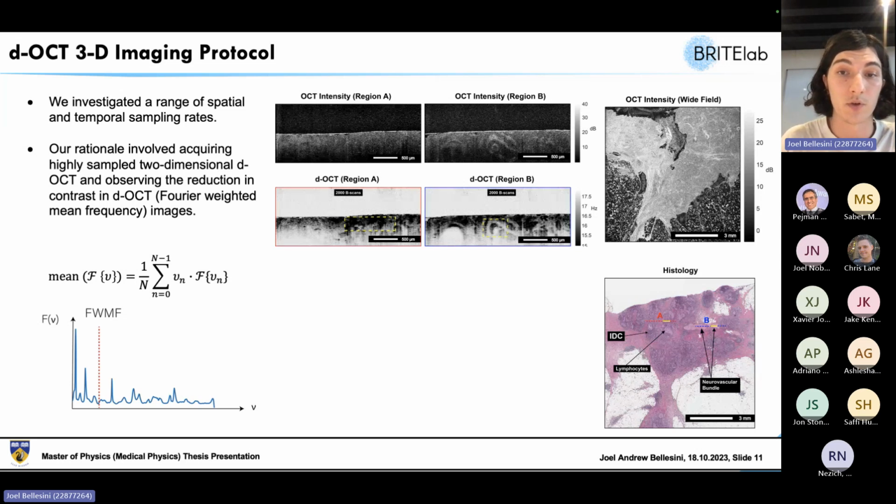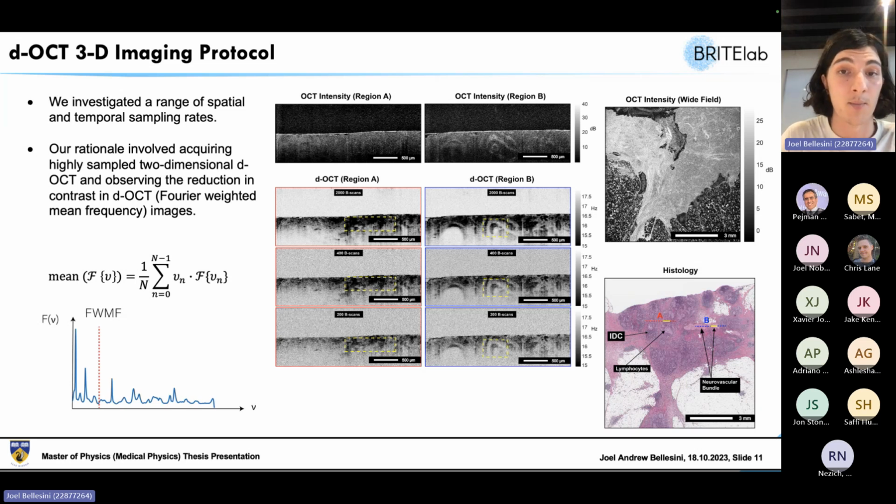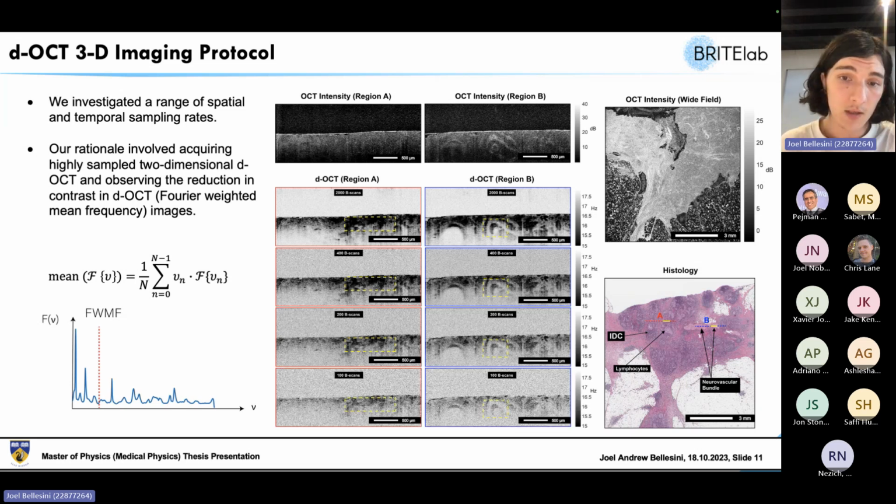So first, we've got a case from a mastectomy sample in which we have 2 regions which we have scanned corresponding to region A on the left and region B on the right, which has been indicated with a red and blue outline, where we present OCT images on the top and then dynamic OCT images on the bottom. And what we can see is when I introduce multiple images of decreasing B scans per location, we can detect a decrease in contrast within the regions indicated with the yellow dashed box corresponding to features in our histology.